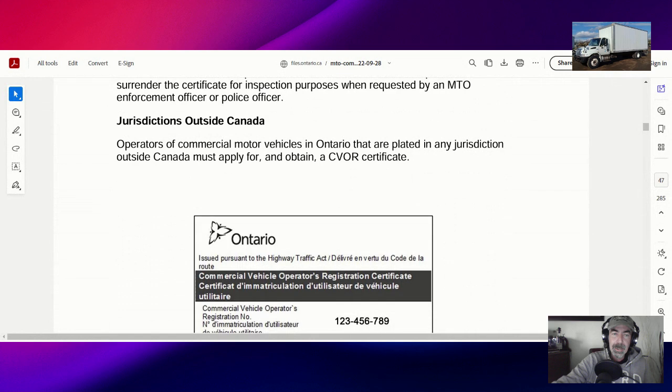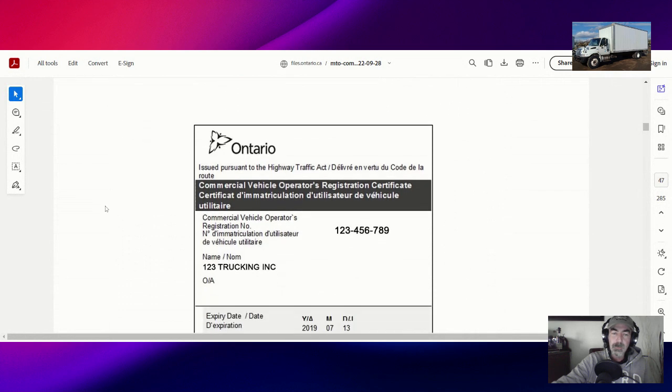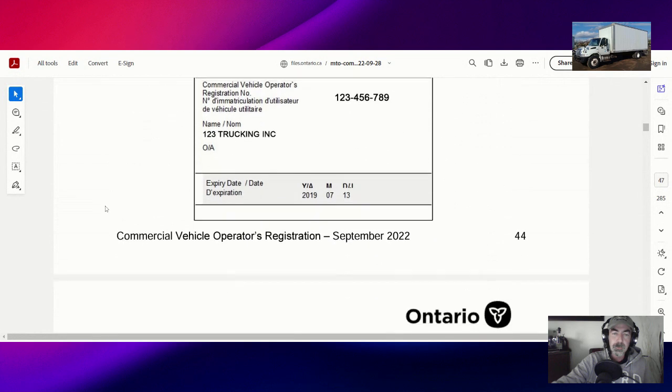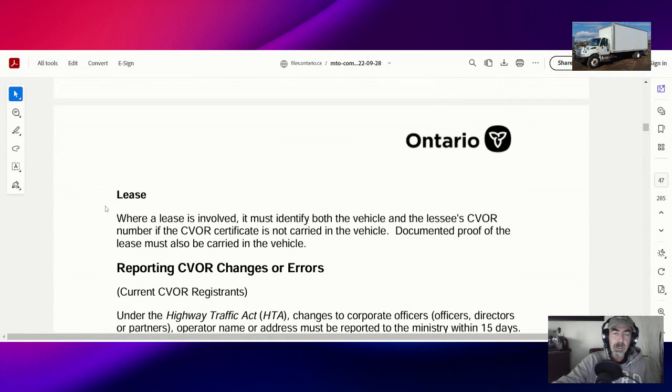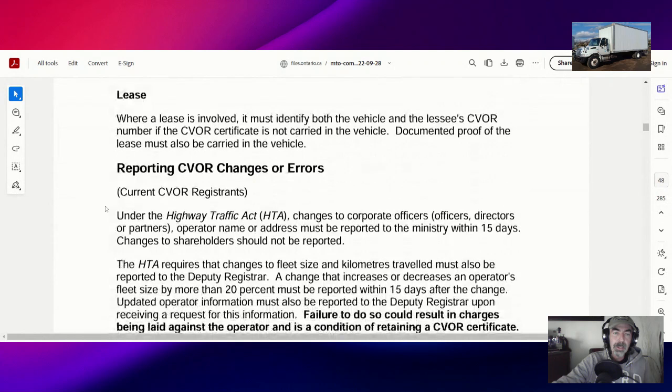Jurisdictions outside Canada. Operators of commercial motor vehicles in Ontario that are plated in any jurisdiction outside Canada must apply for and obtain a CVOR certificate. Lease. Where a lease is involved, it must identify both the vehicle and lessee's CVOR number if the CVOR certificate is not carried in the vehicle. Documented proof of the lease must also be carried in the vehicle.